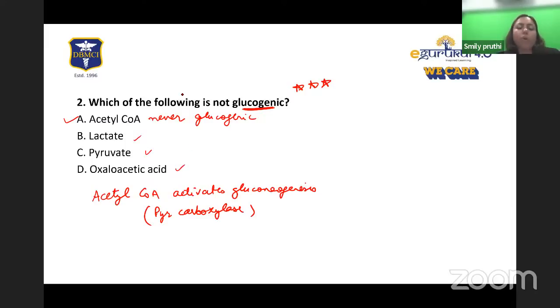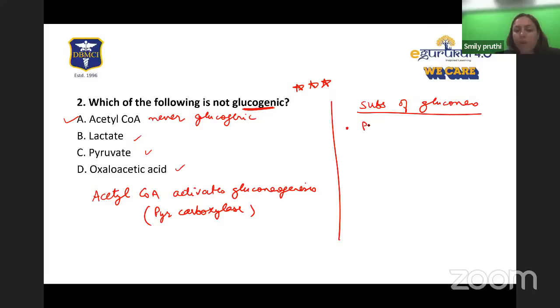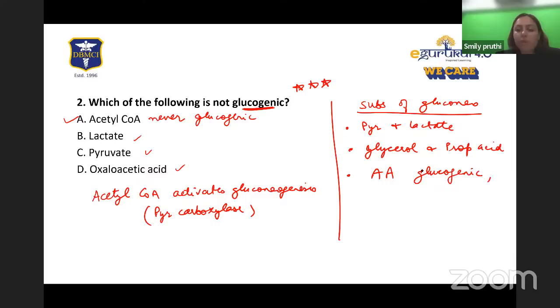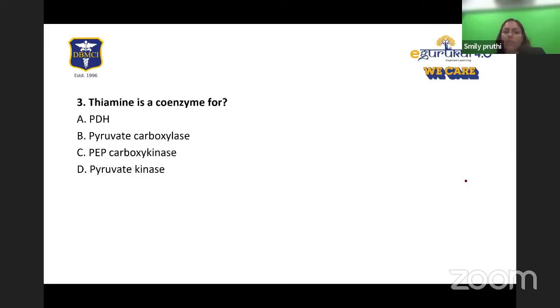Oxaloacetate, pyruvate, lactate, all are substrates of gluconeogenesis. So we can just note down substrates of gluconeogenesis. One is pyruvate and lactate. Other is glycerol and propionic acid. Another is amino acids, that is glucogenic category amino acids, and both category, both ketogenic and glucogenic amino acids, right? Okay. Next is thiamine is a coenzyme for. Tell me the answer.